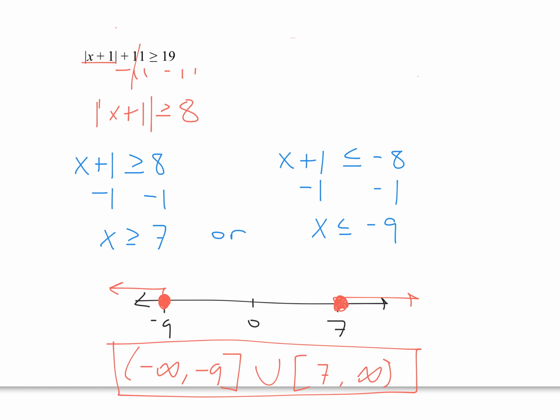So again, combining everything we've done so far in this module, using all those skills to do these absolute value inequalities.